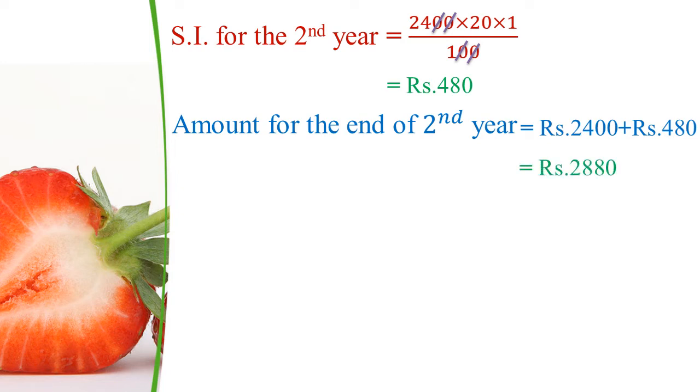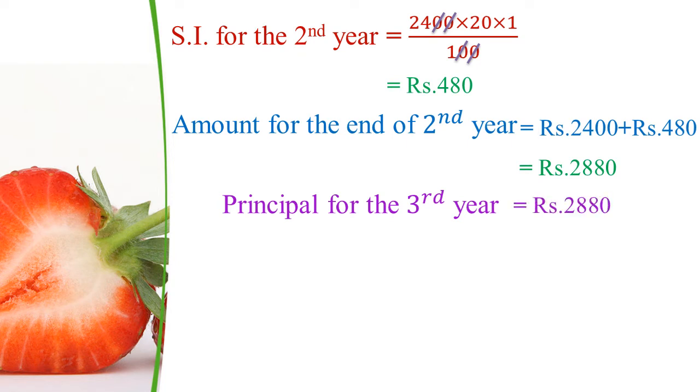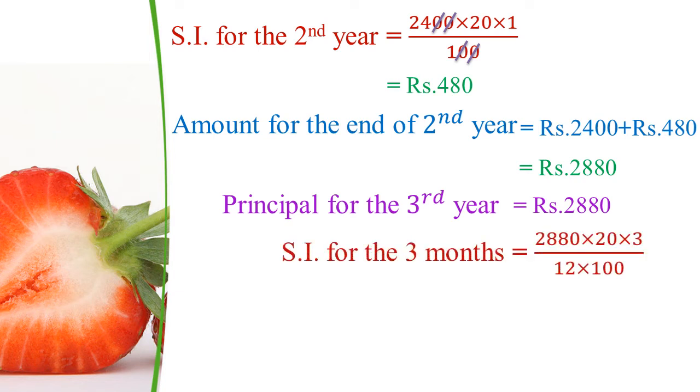So we get rupees 2400 plus rupees 480. We get rupees 2880. In compound interest, the amount for the end of the second year becomes the principal for the third year. So, the principal for the third year is rupees 2880. Now we are going to find simple interest for 3 months.